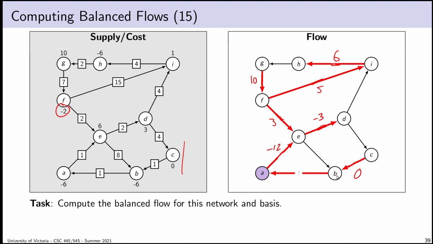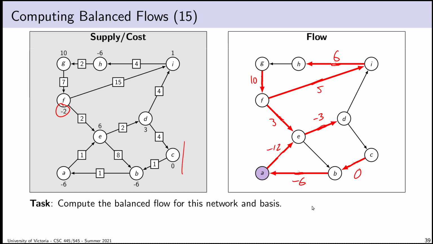Okay, and then finally, what's going on at B? So B has a demand of 6. Somebody has to send vertex B 6 units. Unfortunately, the only direction is the wrong one, so I'm going to send -6 from B to A, or send 6 from A to B in reverse.